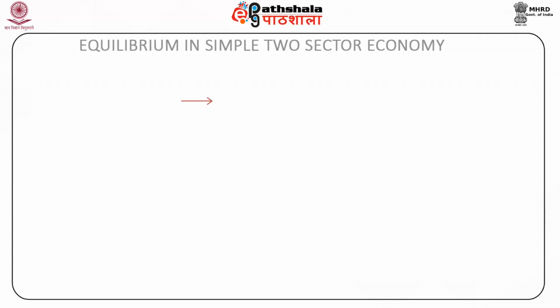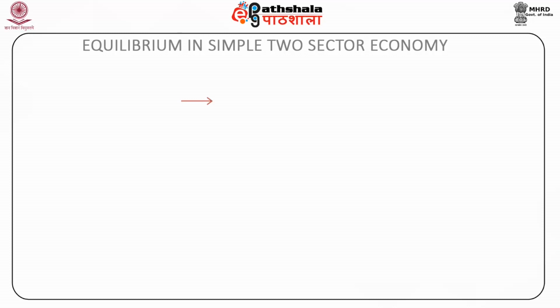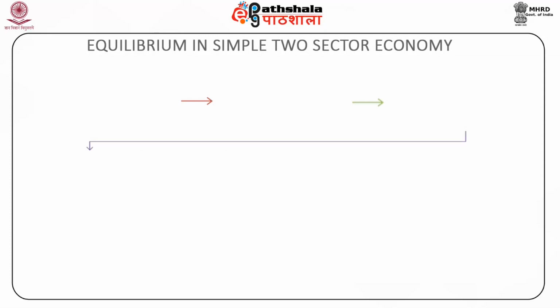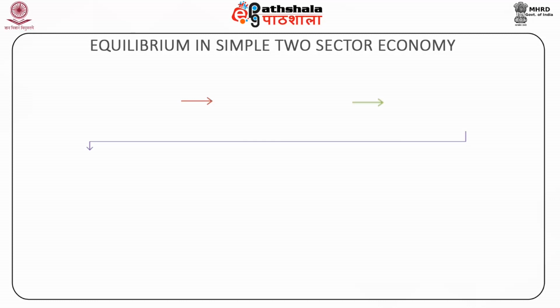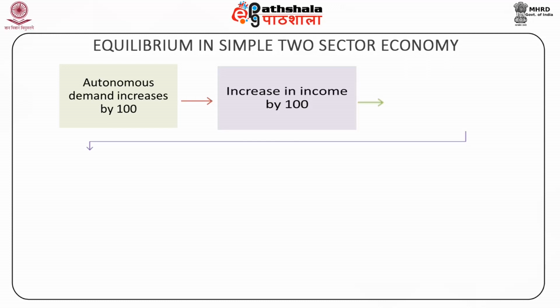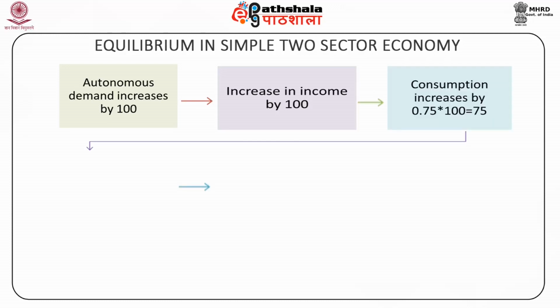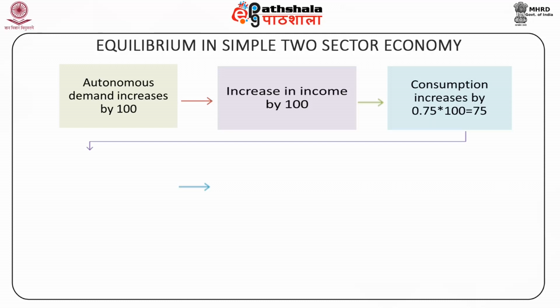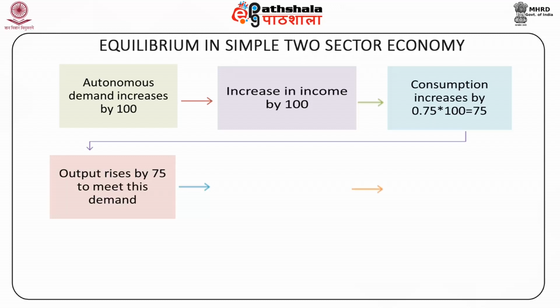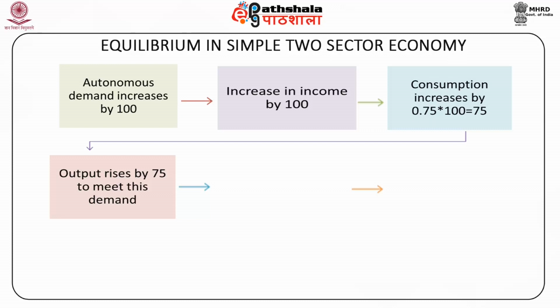However, this is only the first round direct impact of increase in autonomous demand. Due to this increase in income of 100, consumption increases by 0.75 multiplied by 100, which is 75. Output, and hence income, rises by 75 to meet this demand. In the next round, the increase in income of 75 results in increase in consumption of 56.25, which is 0.75 multiplied by 75. Output and income will go up by this amount in response to this rise in demand.